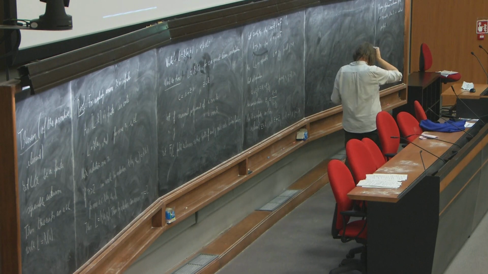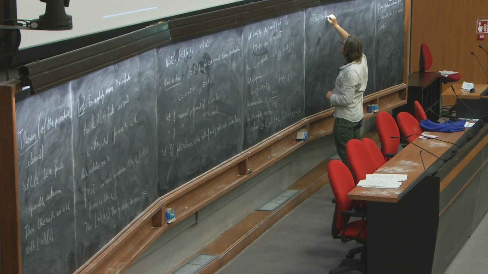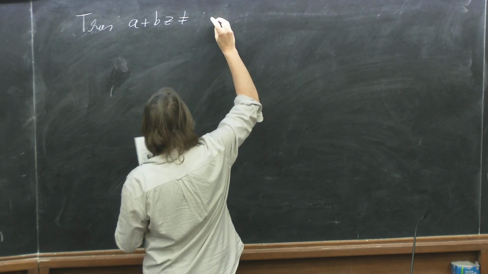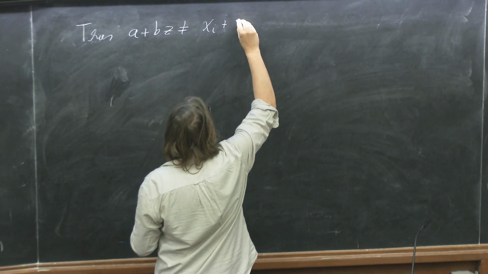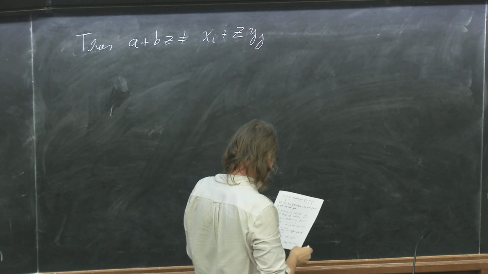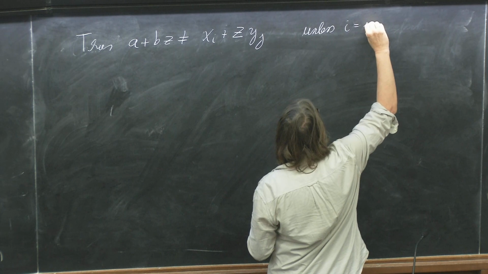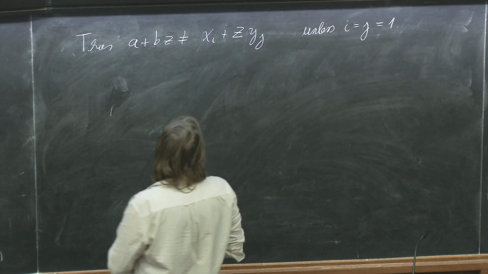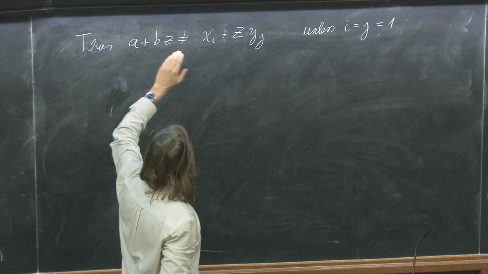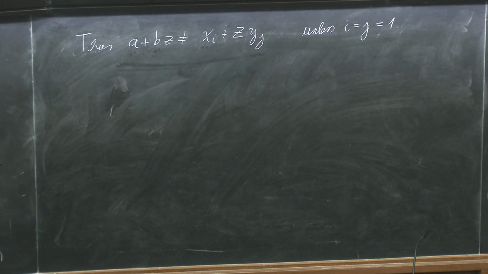Thus a plus bz is different from xi plus z yj unless i is equal to 1, in which case a is by definition equal to x1 and b is equal to y1. So then it obviously trivially holds, but otherwise it never holds.